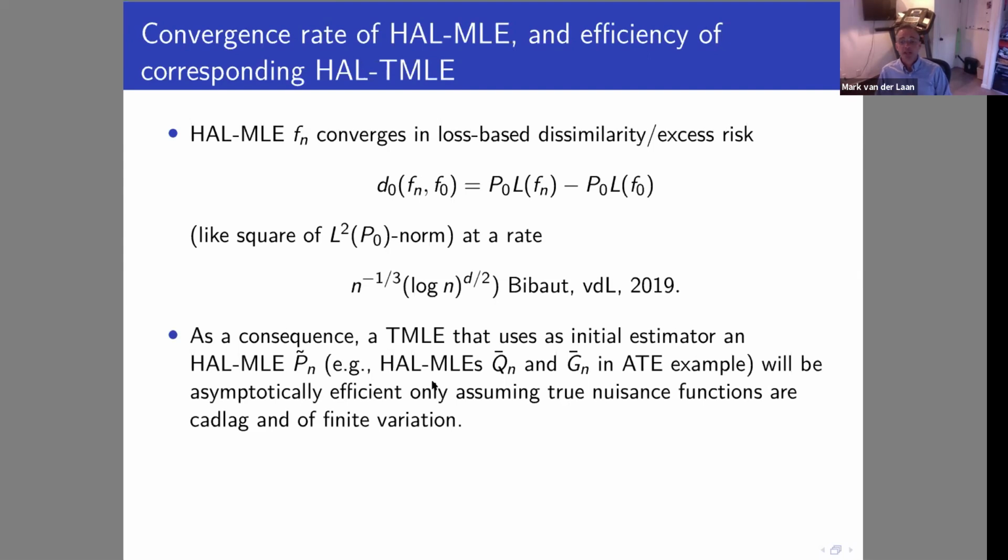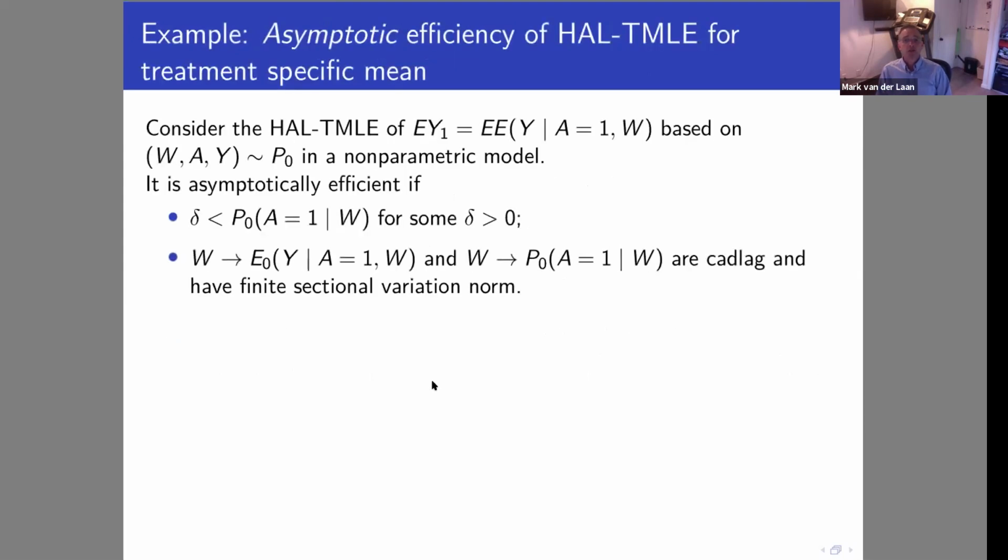So as a consequence, a TMLE that uses as initial estimator a HAL-MLE will be asymptotically efficient, only assuming that these true nuisance functions are cadlag and have finite variation. So that's what this example is.